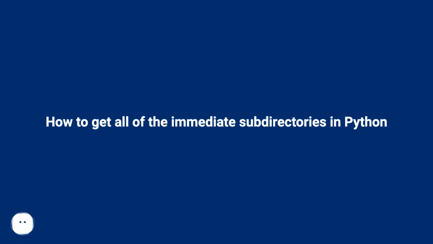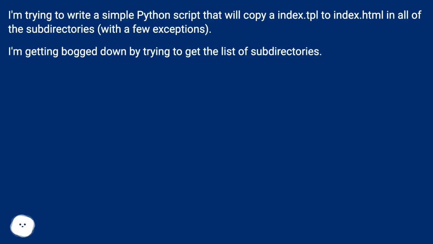How to get all of the immediate subdirectories in Python. I'm trying to write a simple Python script that will copy your index.tpl to index.html in all of the subdirectories, with a few exceptions. I'm getting bogged down by trying to get the list of subdirectories.